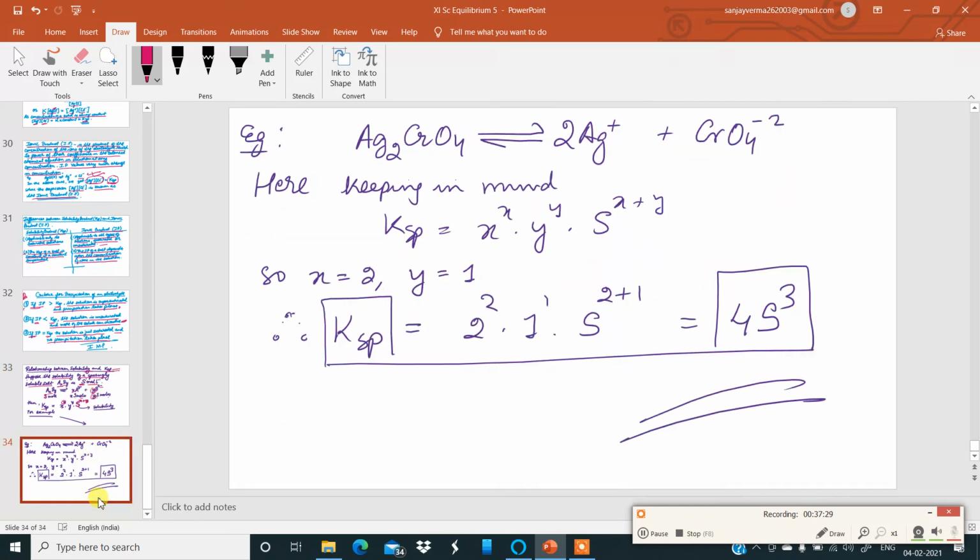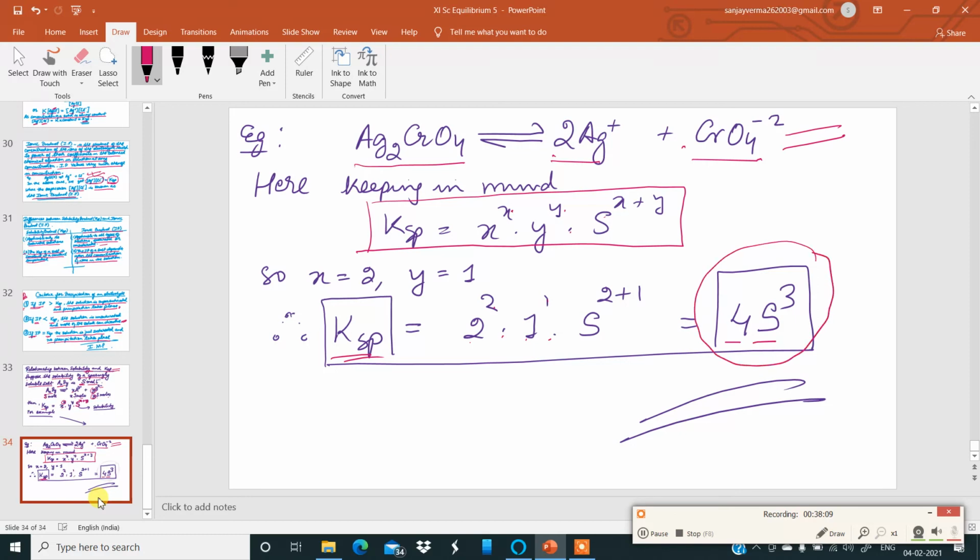So I am trying to give you one example which you have to understand. Silver chromate, Ag2CrO4, at equilibrium produces 2 silver ions and CrO4 2 minus ion. Keeping the formula in mind, Ksp is x to the power of x, y to the power of y, into S to the power of x plus y. So in this equation at equilibrium, the value of x is 2, the value of y is 1. So Ksp is 2 to the power of 2 into 1 to the power of 1, into S to the power of 2 plus 1, that is 3. So the solubility product is equal to 4S cube. That is how you get the solubility product.